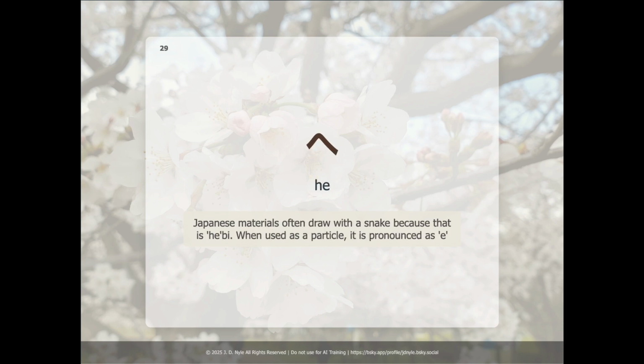He? If you look at a Japanese textbook or materials, often they'll use a snake illustration because a snake is pronounced as hebi. However, this is the other particle that has a different pronunciation. When it's a particle, it is pronounced as e, and this is used for, I guess, direction. So if I'm going towards the bank, I would say like ginko e ikimasu.